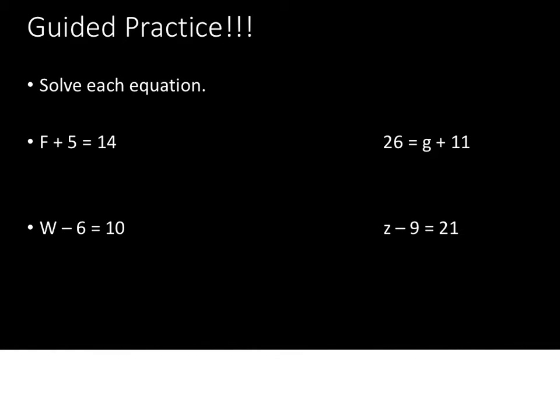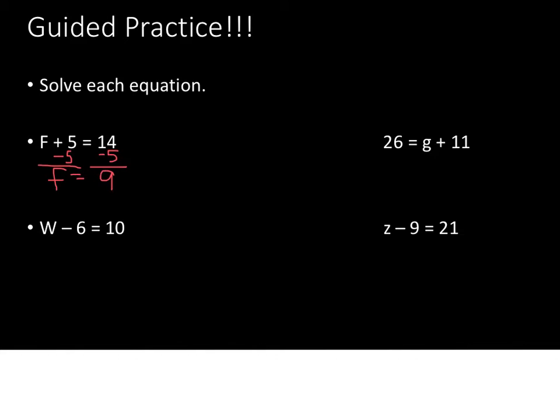Alright, so now you guys try it. Go ahead and write these down, pause it, and see if you get the correct answer. So on the first one I have f plus 5 equals 14. I'm going to subtract 5 on this side of my equation. Now I have f equals, but I have to subtract 5 on this side. So now I have 9, and 9 plus 5 is 14.